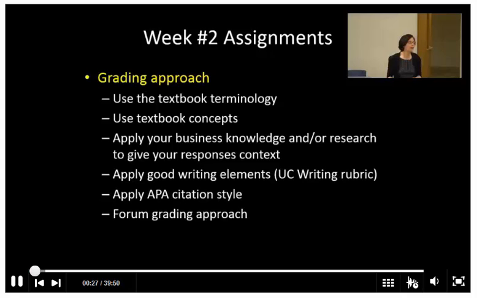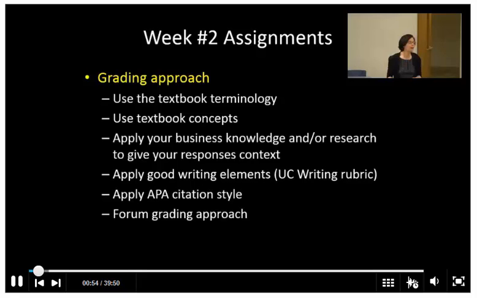So either your own business experience or your consumer experience, because again, we're taking the approach of marketing research methodologies in this class. So the consumer experience is great. If you don't work in the business world, that's fine. What have you experienced as a person out there buying things? And then apply good writing.